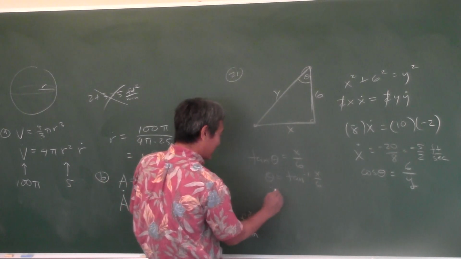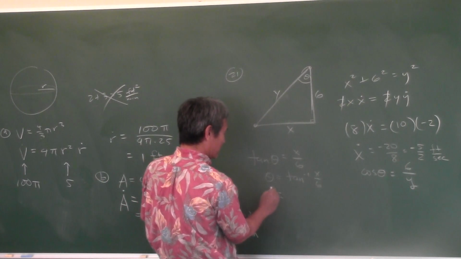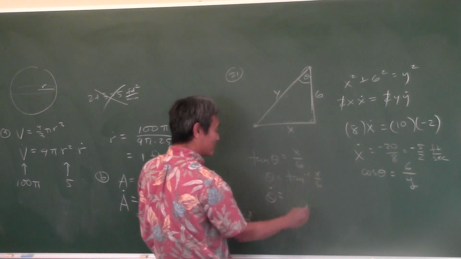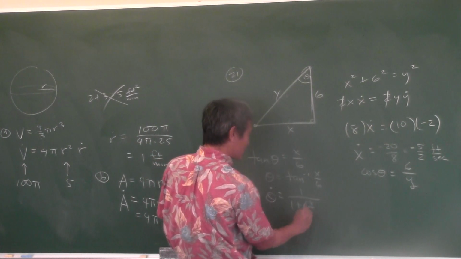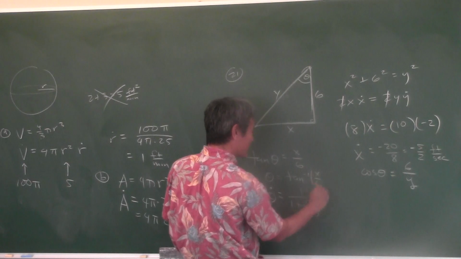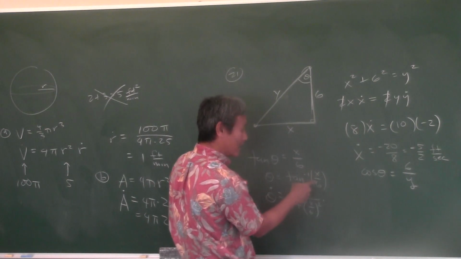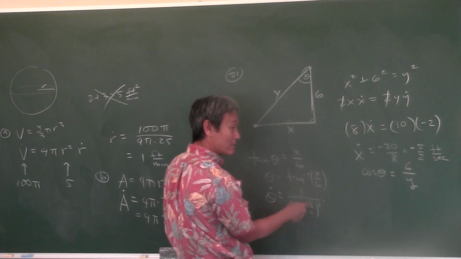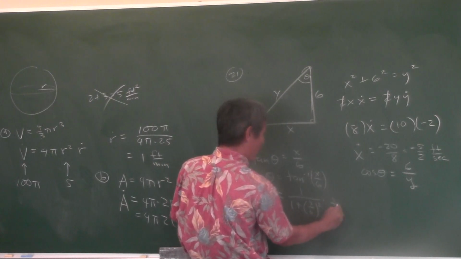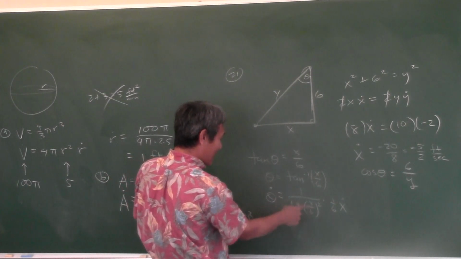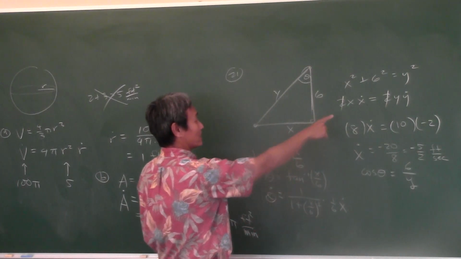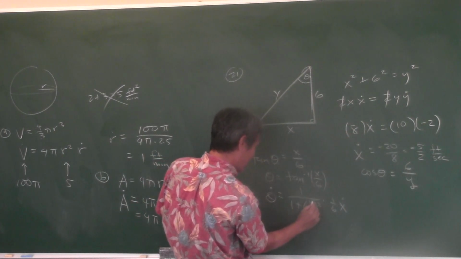So theta dot is equal to, what's the derivative of tan inverse box? 1 over 1 plus box squared times the derivative of box. But if you just think of this as 1/6 x, the derivative is 1/6 x dot. So in order to figure out theta dot, you gotta know x. Do we know what x is? 8. Yeah, it's 8, so plug in 8 here.